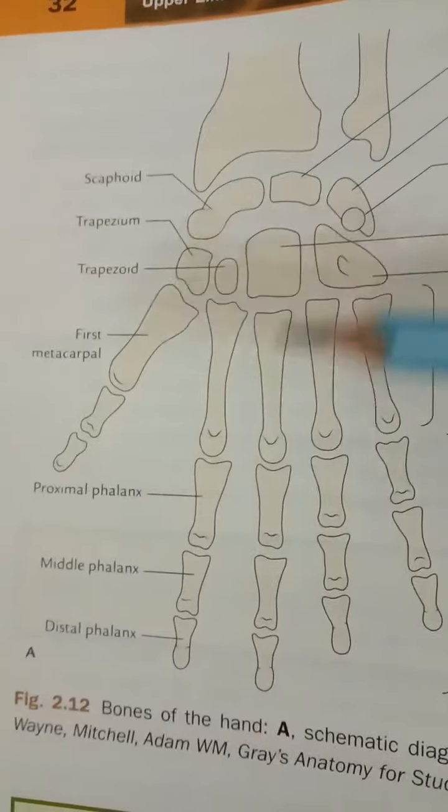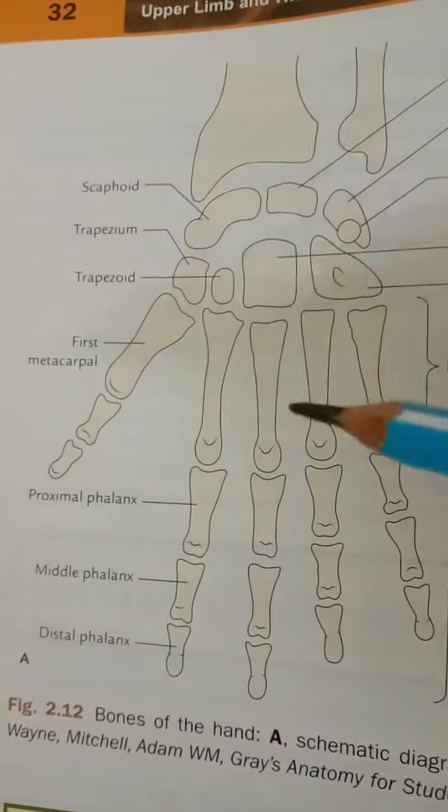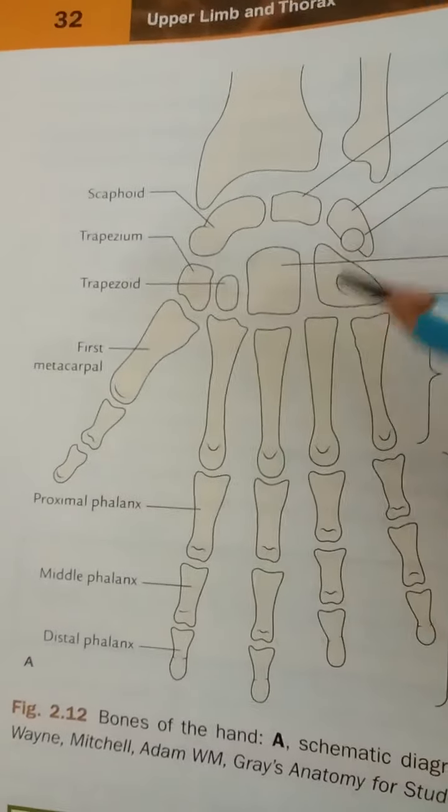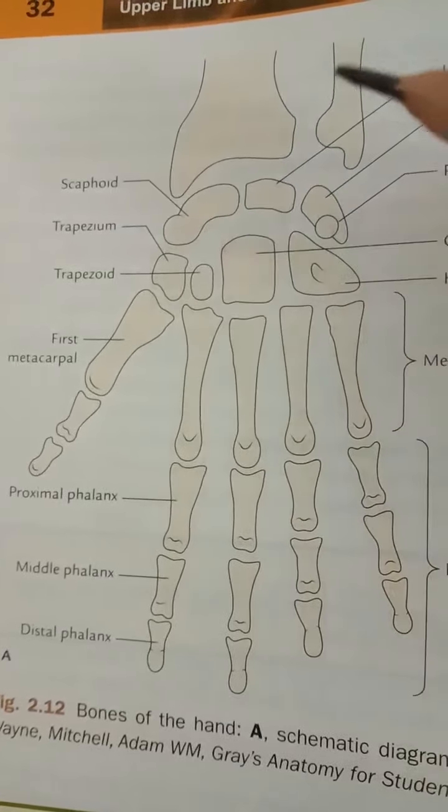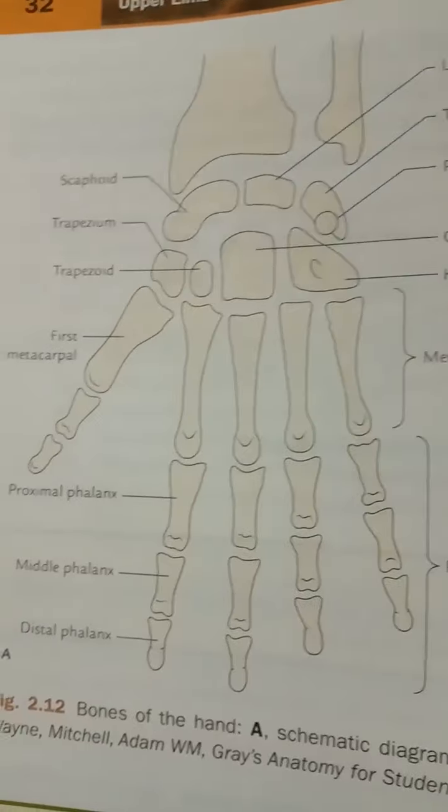So these are the clinical points related to the bones present in the hand, that is the carpal bones, metacarpal bones and the phalanges.